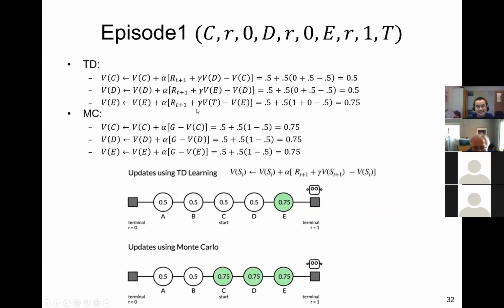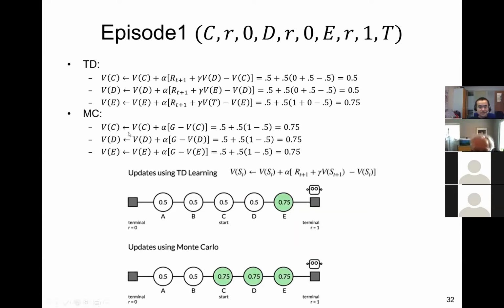Next, from state E, your next state is T, based on the trajectory of the episode. So now you have a reward of 1 by going into the terminal state, and VT itself is 0, minus 0.5, so you get 0.75. So that's the result of TD learning after this CDET trace.